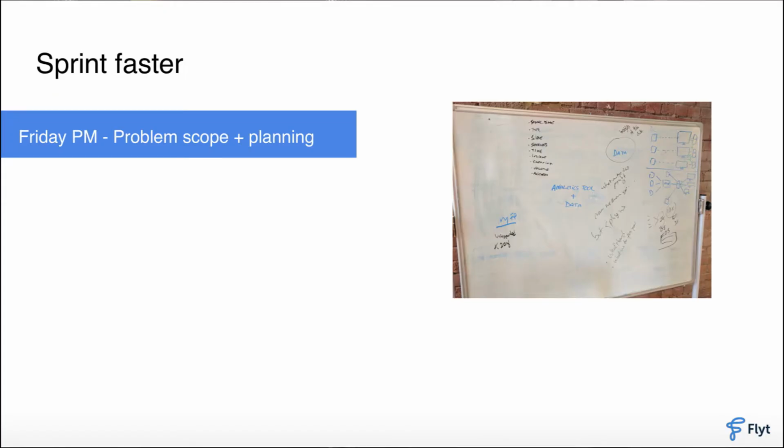So we try to sprint faster. It still takes a week, so it's not really faster, which is why I think I need to iterate on my titles.